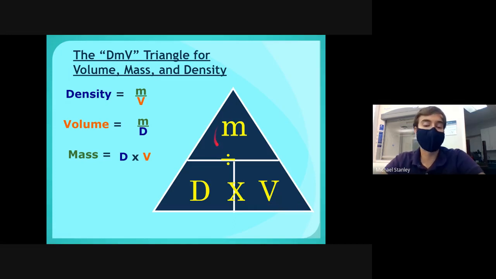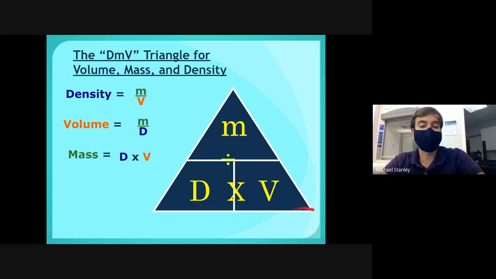Finally, if you want to know the mass, you can cover up the M and say, all right, my triangle says that D and V are next to each other. And when that happens, I multiply. So mass is equal to D times V.